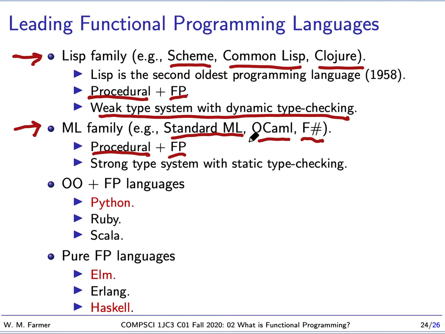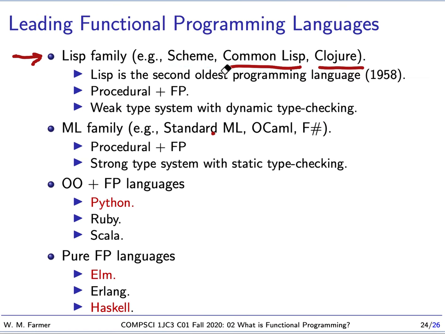Now, these two families are interesting. The ML family is really better for more precise kinds of programming because it allows you to know about type errors before you run your program. But the Lisp family is especially known for developing systems very quickly, for rapid prototyping. And people who like programming in Lisp, they like it for that reason.